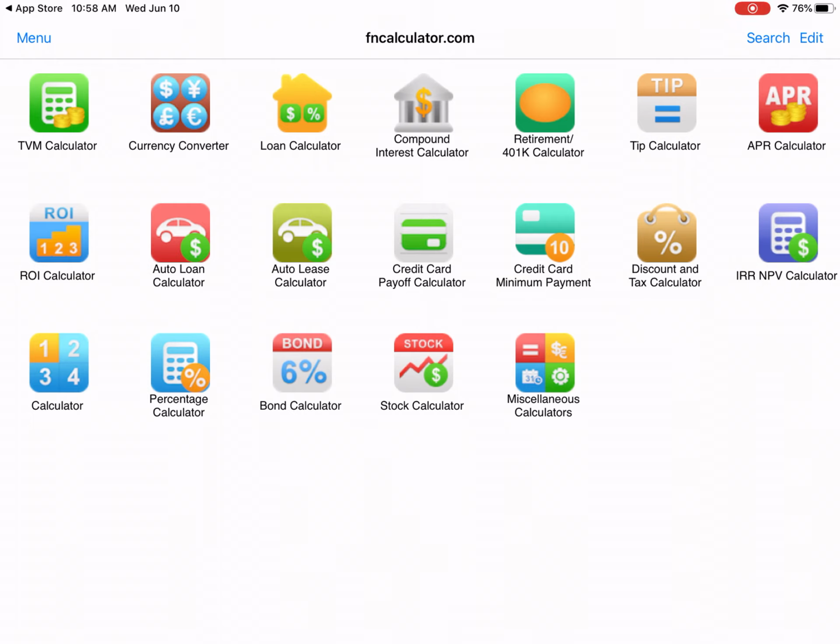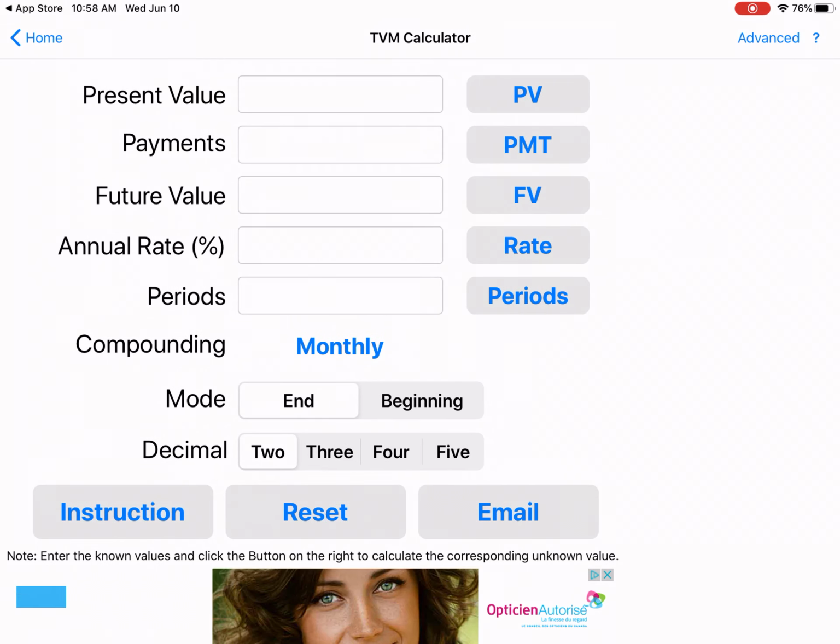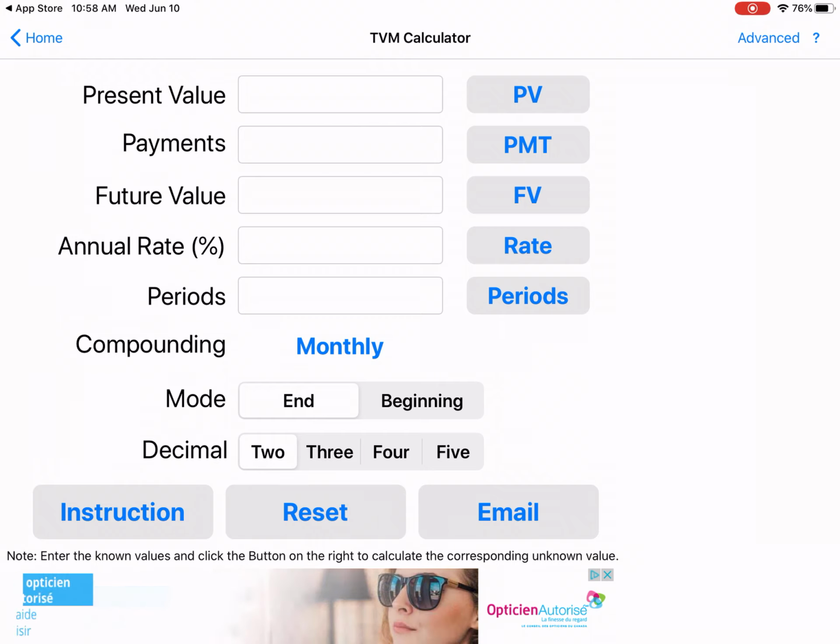TVM stands for time, value, money, because those are the things that, I think, time, value, now I'm forgetting. Better move on. TVM stands for something, and I've forgotten what it is. Time is definitely the first one. Anyway, I think it's time, value, money.